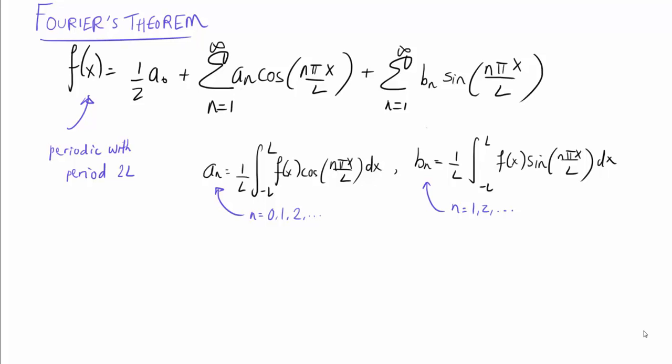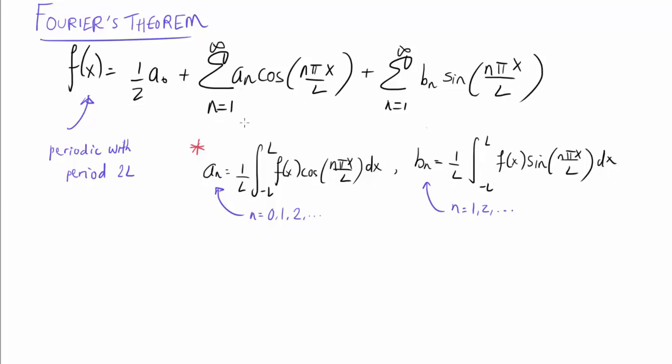According to Fourier's theorem, if we take any well-behaved periodic function, f of x, with period 2L, we can re-express the function as an infinite sum of trigonometric terms. The coefficients an, bn, and a0 are given by these formulas here.